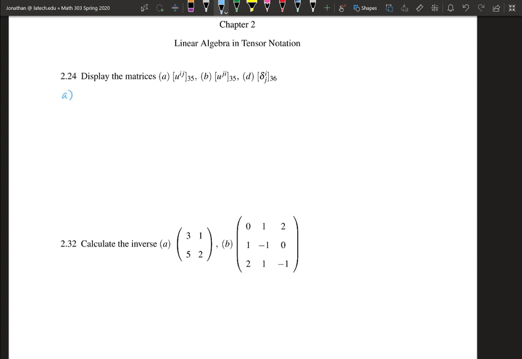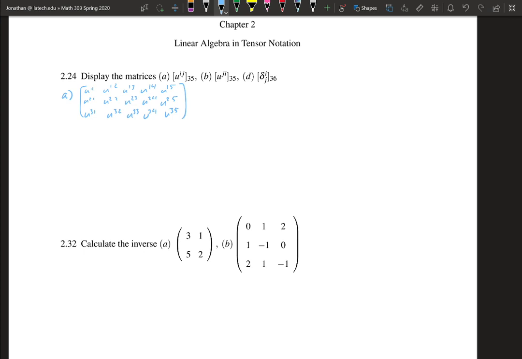If we write out a 3x5 matrix of upper indices, we just call it U11, U12, U13, U14, U15, U21, U22, U23, U24, U25, U31, U32, U33, U34, U35. So that's what that matrix would be. It's a 3x5 matrix with upper indices. Both indices are up.